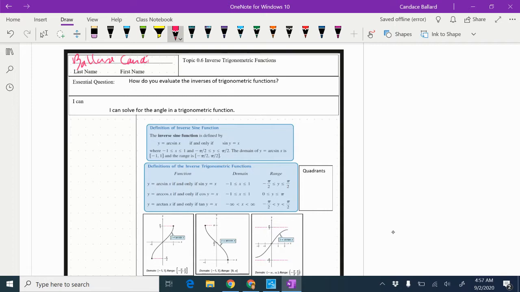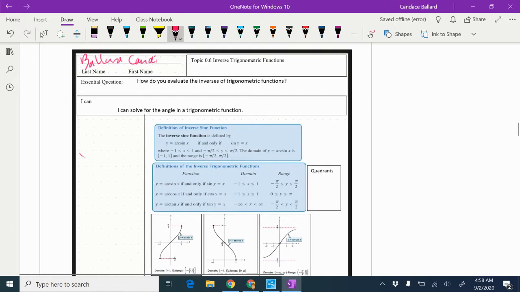So our essential question is, how do you evaluate the inverses of trigonometric functions? And the I can statement is, I can solve for the angle in any trigonometric function. And as a reminder, you can always stop the video and pause to write down anything that you need to. Also, make sure you have 2 comments or questions in between your essential question and the summary of the notes.